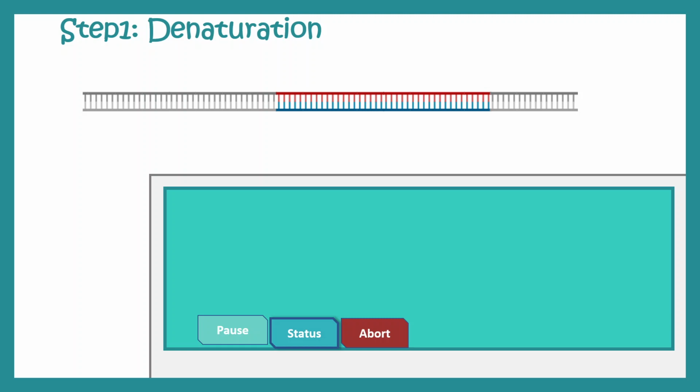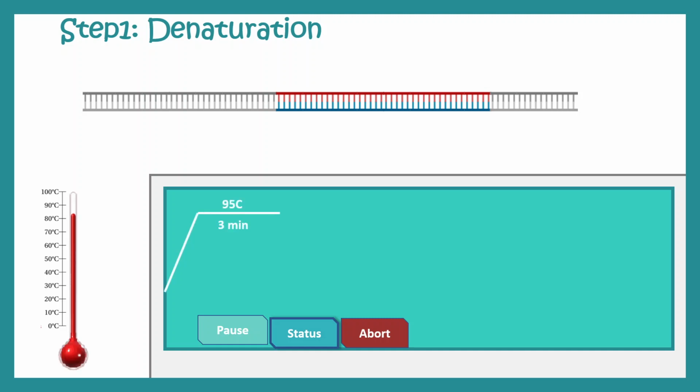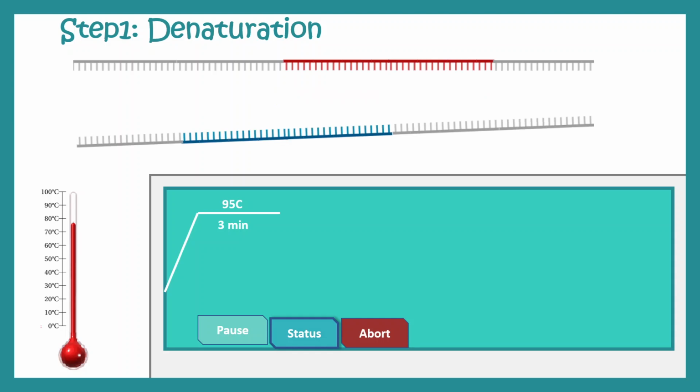The first step is denaturation. In this step, temperature rises to 95 degrees centigrade, and this step holds for about 3 minutes or so. In this step, the DNA strands are separated from each other. As the temperature rises, the hydrogen bonds between the DNA bases get dissociated, and thereby the strands separate.